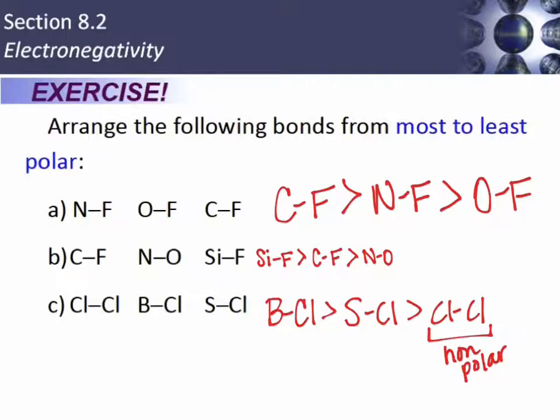Okay. What's the character look like? Now, if you were looking at F, fluorine, and you had O and S, then S would be more polar than the O because it has an extra shield than the O does. Okay. All right. So next.